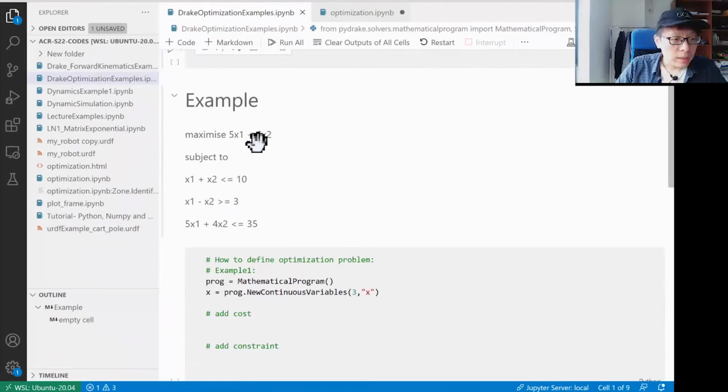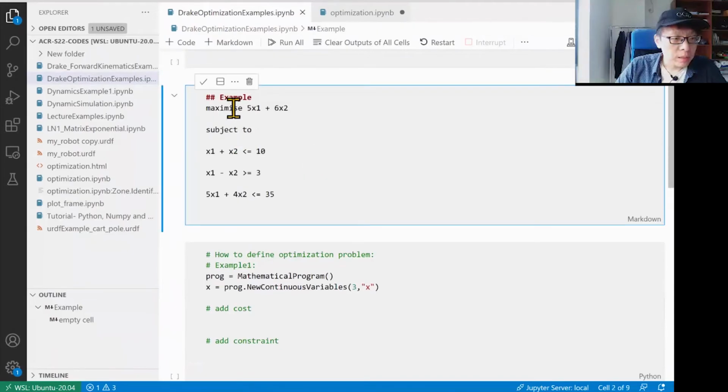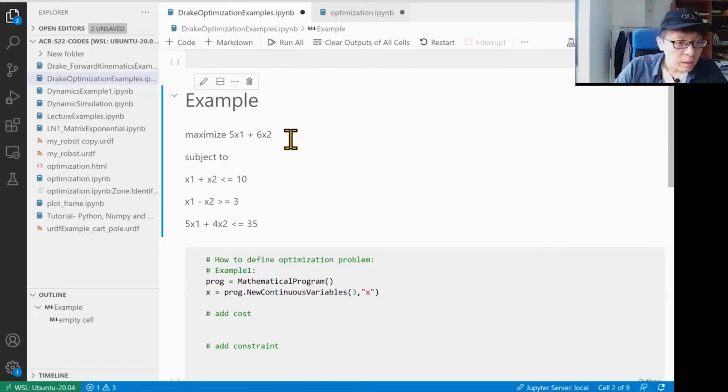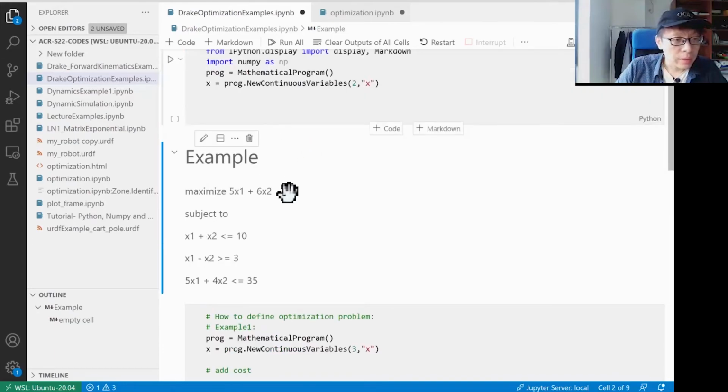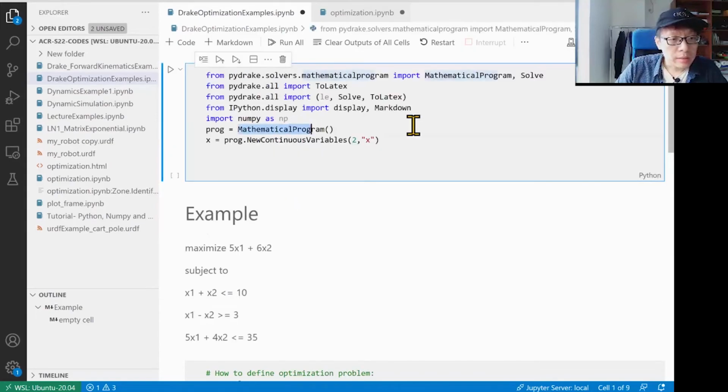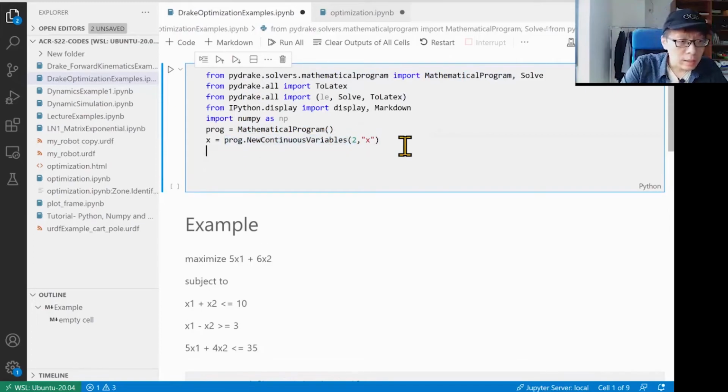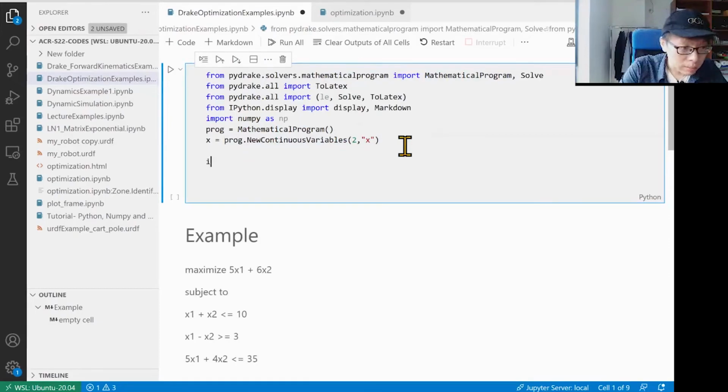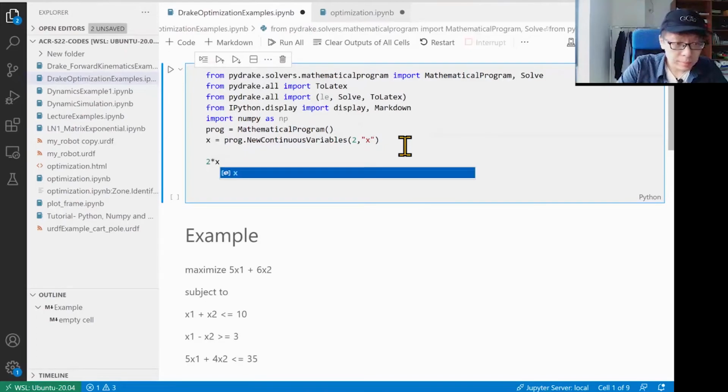I want to minimize 5x1 plus 6x2 subject to these constraints. For Drake, I will upload the code later on, so I'll be quick. You need to define a mathematical program, then define the variable; in this case, I define x. Drake has internal symbolic expressions. If you say 2 times x and print it, let me check that.